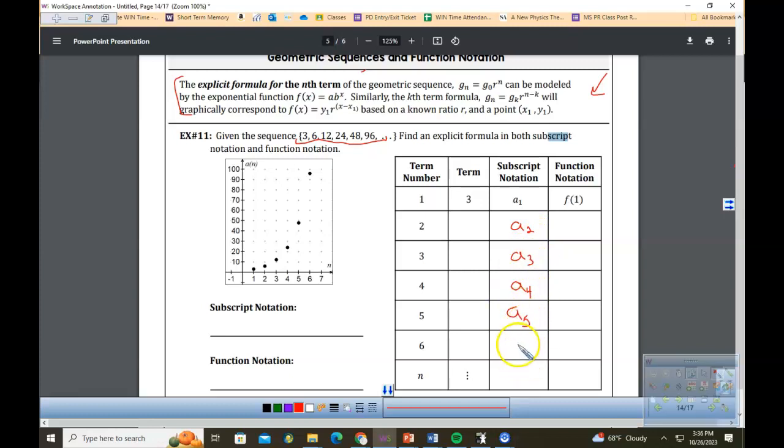A sub 5, A sub 6. I'll do this one right this time. A sub n. And over here, A sub 2 is the same thing as F of 2 when I plug in 2. And that's the same thing as F of 3 when I plug in 3. And F of 4, see? And F of 5, and F of 6, okay. And F of n, okay.